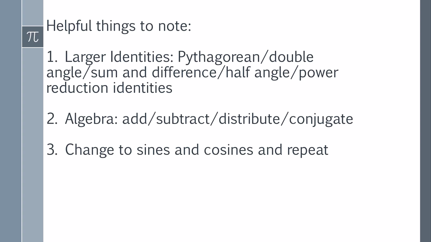Second, algebra. If you see something you can add, add it. If you see something you can subtract, subtract it. If you see something to distribute, maybe you should distribute it. If you see a conjugate, use a conjugate. If you can factor, maybe you should factor. Basically, it just means there's some algebra technique that you can perform, you should perform it, and then see what happens. And the last is sometimes you're just going to meet a dead end. There's nowhere to go. Change everything to sines and cosines, and then repeat back from the top and try again.